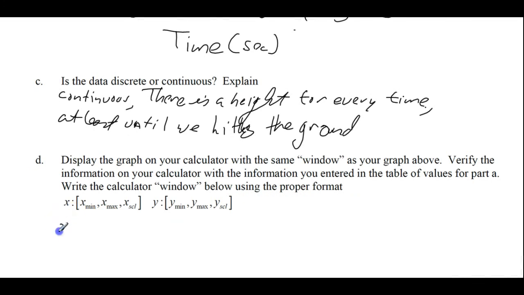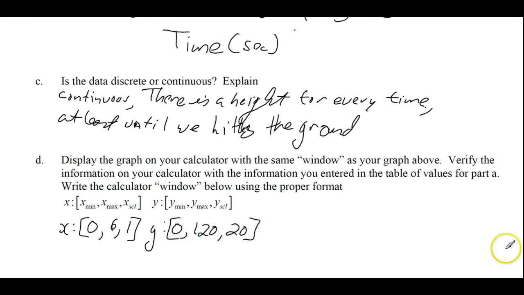So write the calculator window in this format. So 0 to 6 by 1s. So this is the minimum x value is 0, the maximum, the greatest is 6, and the scale is 1s. It's what we call an ordered triple, and it's in square brackets because it's for a calculator. So 0 to 120 by 20s. And there was nothing else, and we are done this, and it's homework time.